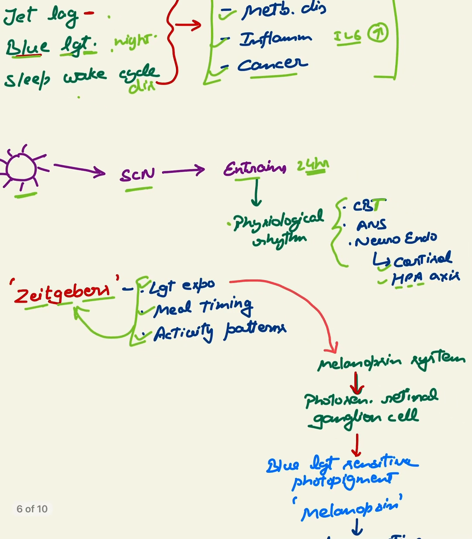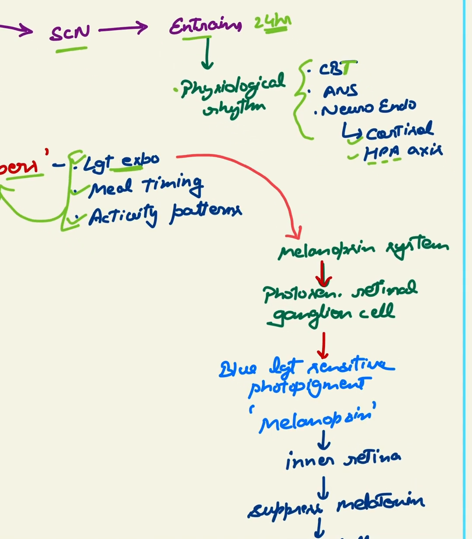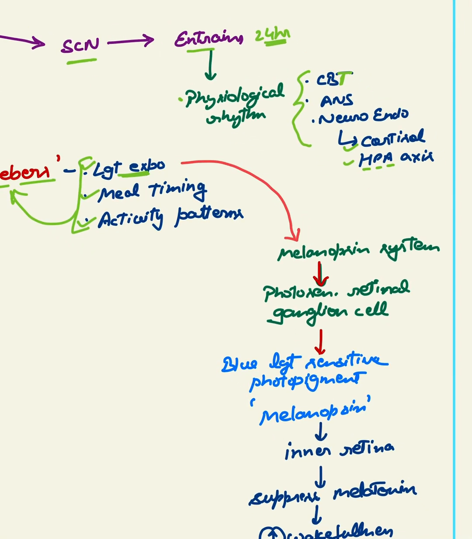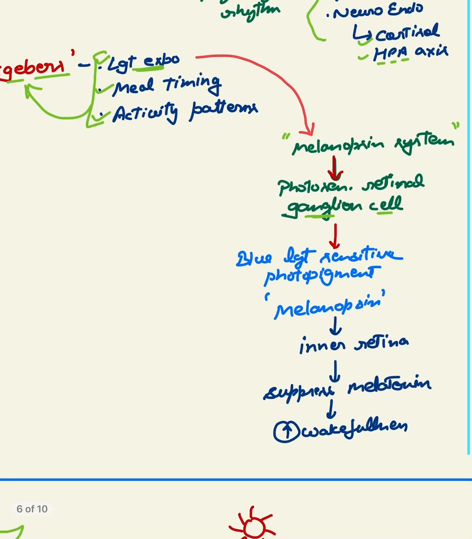Now, what do these Zeitgebers do? They help to maintain the circadian rhythm. Let us take the example of light exposure. When sunlight, or bright light, falls on our retina, the melanopsin system is activated, and the photosensitive retinal ganglion cells receive it.